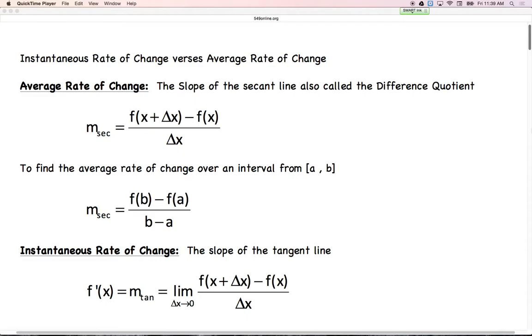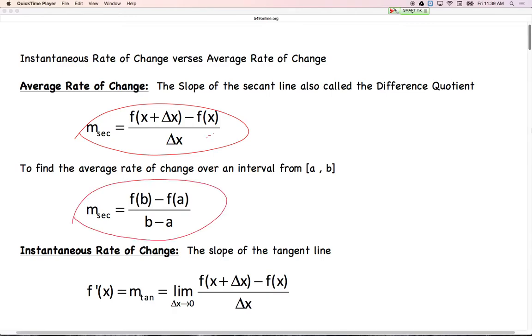I have two definitions for average rate of change. I have this definition right here, which is kind of funky looking, and I want to prove that this definition here is no different than your ninth grade definition of slope. So let me go through the ninth grade definition of slope first. Average rate of change, which is also referred to as the slope of the secant line, or also called the difference quotient, is defined as this crazy looking formula right here.